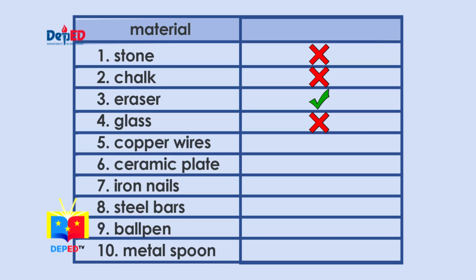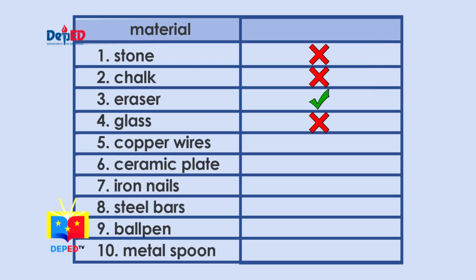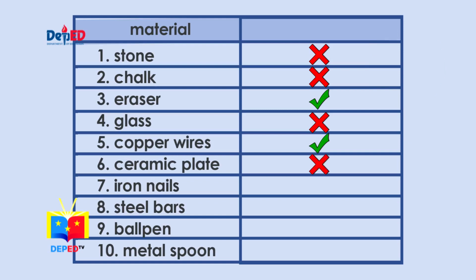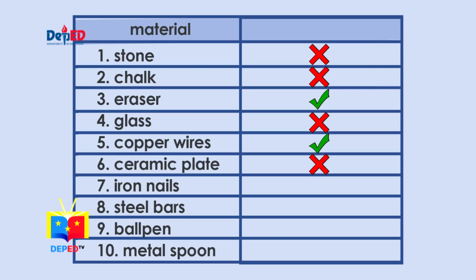Our fifth material are copper wires. Copper wires can be bent. Our sixth material is a ceramic plate. A ceramic plate cannot be bent. Our seventh material are iron nails. Iron nails can be bent.